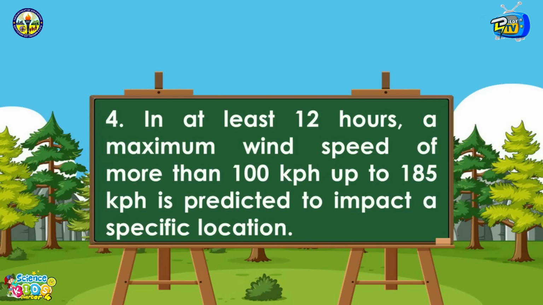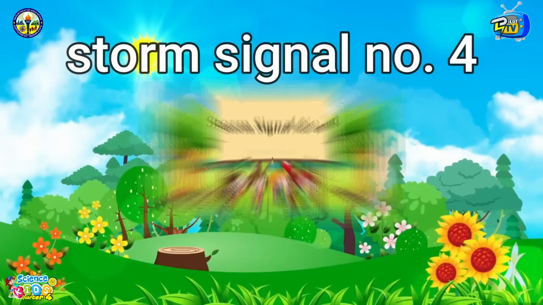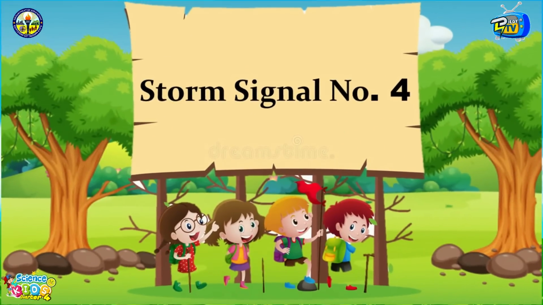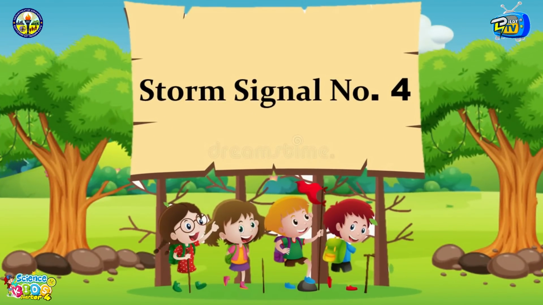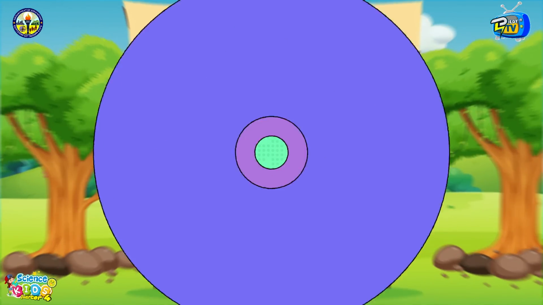Number 4. In at least 12 hours, a maximum wind speed of more than 100 km per hour up to 185 km per hour is predicted to impact a specific location. What is your answer? Awesome! The correct answer is storm signal number 4.